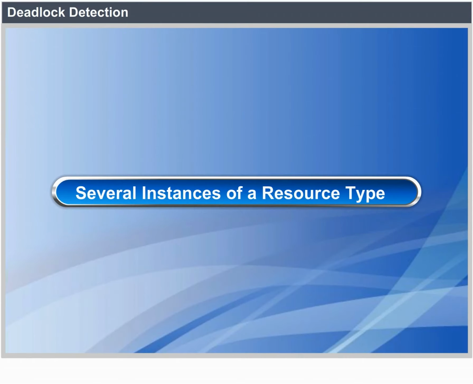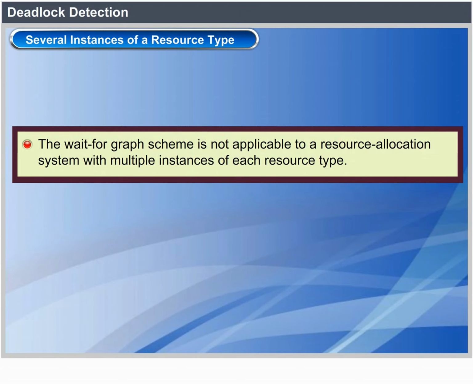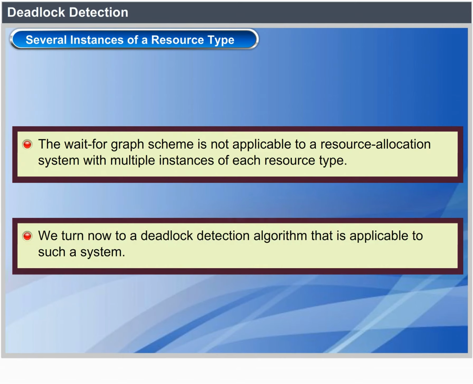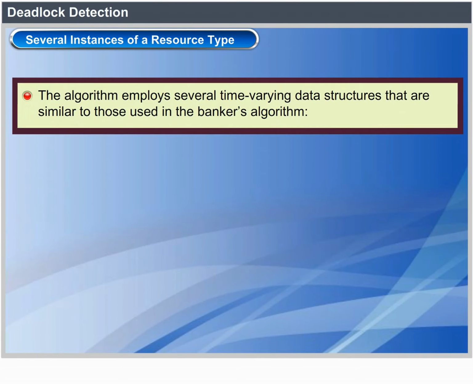The wait-for graph scheme is not applicable to a resource allocation system with multiple instances of each resource type. We turn now to a deadlock detection algorithm that is applicable to such a system. The algorithm employs several time-varying data structures that are similar to those used in the banker's algorithm.